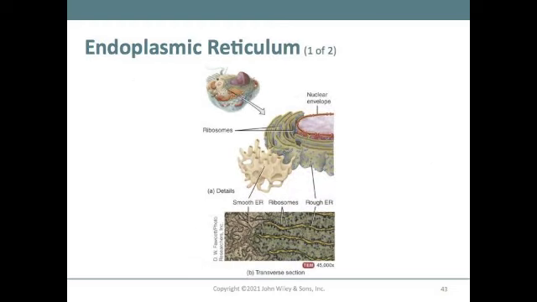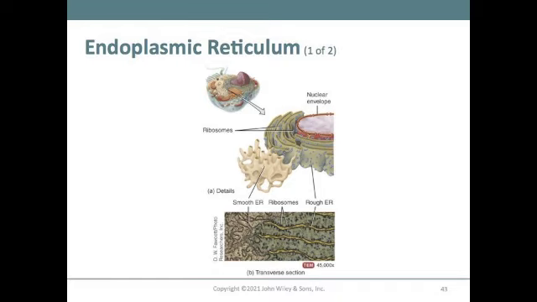Moving on to the endoplasmic reticulum. This is figure 3.19 on page 84. The endoplasmic reticulum is a network of membranes in the form of flattened sacs or tubules. The endoplasmic reticulum, or ER, extends from the nuclear envelope to which it is connected and projects throughout the cytoplasm. The ER is so extensive that it constitutes more than half of the membranous surfaces within the cytoplasm of most cells.